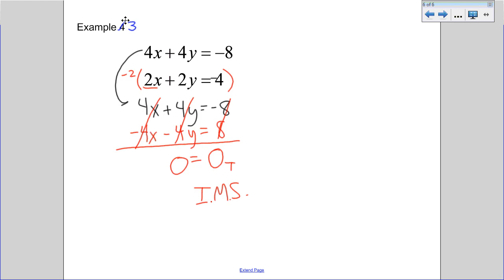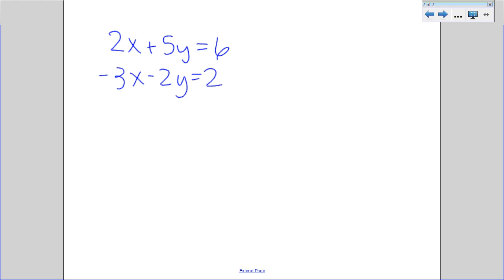Okay. All right. So ladies and gentlemen, I need to put example 4 up there for you. So let's take your example 4 up here. 2x plus 5y is equal to 6, and negative 3x minus 2y equals 2. Can I turn 2 into a 3? No. Can I turn 2 into a 5? No. So Damien, what that means is I have to change both of them.